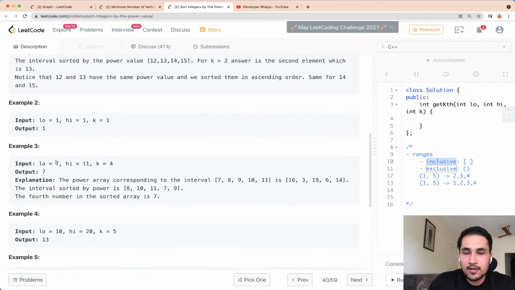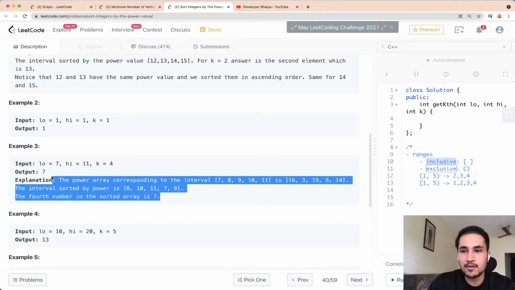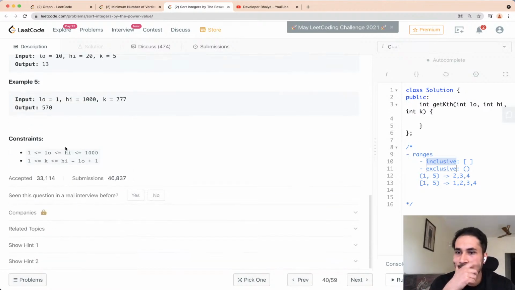All right, so just to take an example, if we have numbers from 7 to 11 and k equal to 4, it's saying that the power values for all these five numbers are these. So you have to now sort based on the power values. So 8 will come first. Then we have 10 because the power value of 10 is 6. Then we have 14. 14 corresponds to 11. So that's why we have 11 and so on. And since k was 4, we want to return 7. The numbers are in the range 1 to 1000, and k corresponds to the rank, right? What number we want. So it's in the range of 1 to high minus low plus 1, because we have these many numbers.